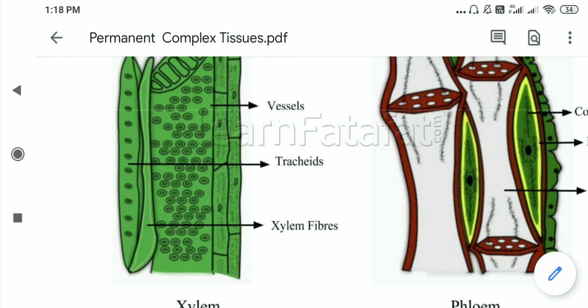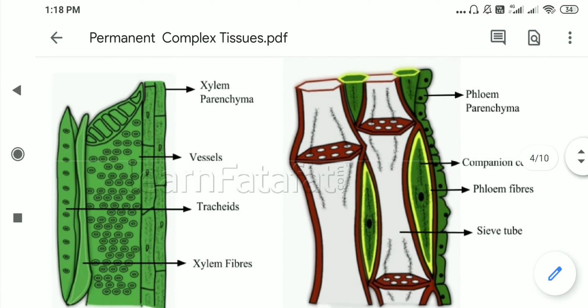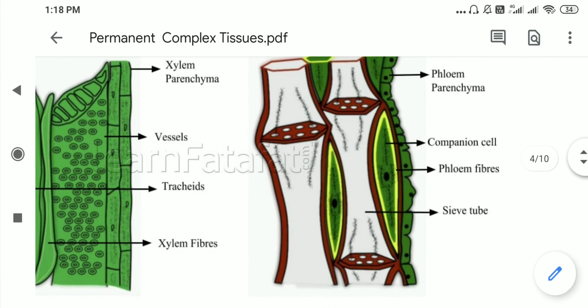Now children, come to the phloem. First I am going to tell you the function of xylem. Xylem is conducting tissue in vascular plants. Okay. It conducts water and mineral salts from root to different aerial parts of the plant. First function. Second, xylem gives mechanical strength to the plant body.